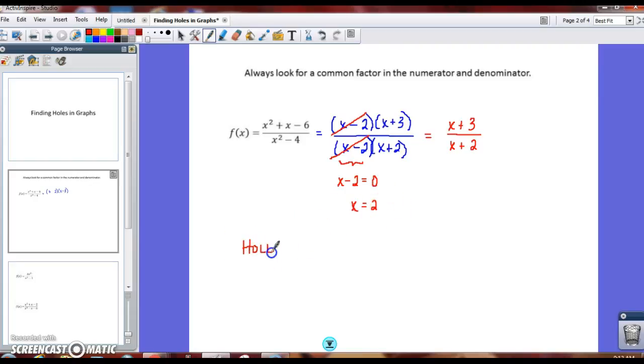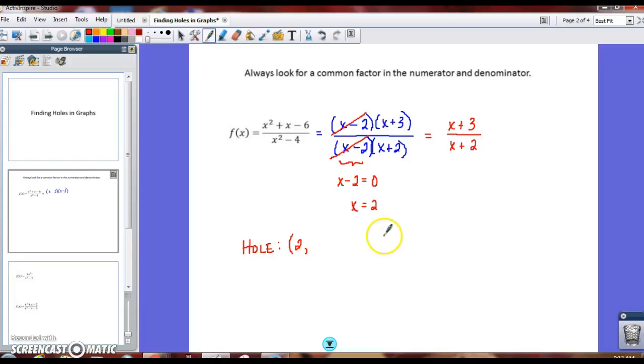So because I was able to cancel a common factor, that means I'm going to have a hole. Okay, so when you can cancel something in the top and the bottom, you will absolutely have a hole in your graph. So I know that the x-coordinate of my hole is going to be 2. And now I just need to find the y-coordinate because the hole is just a point, right? That's it, a hole in the graph. So it's a point when you're finding the hole.